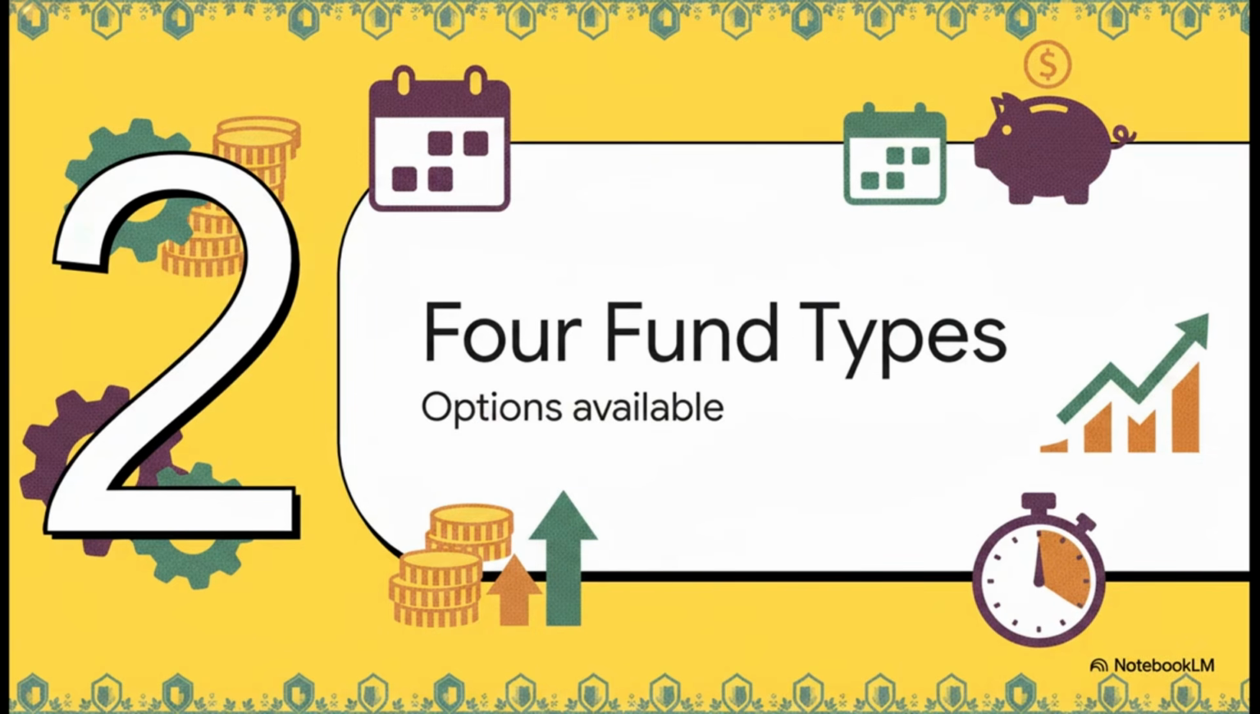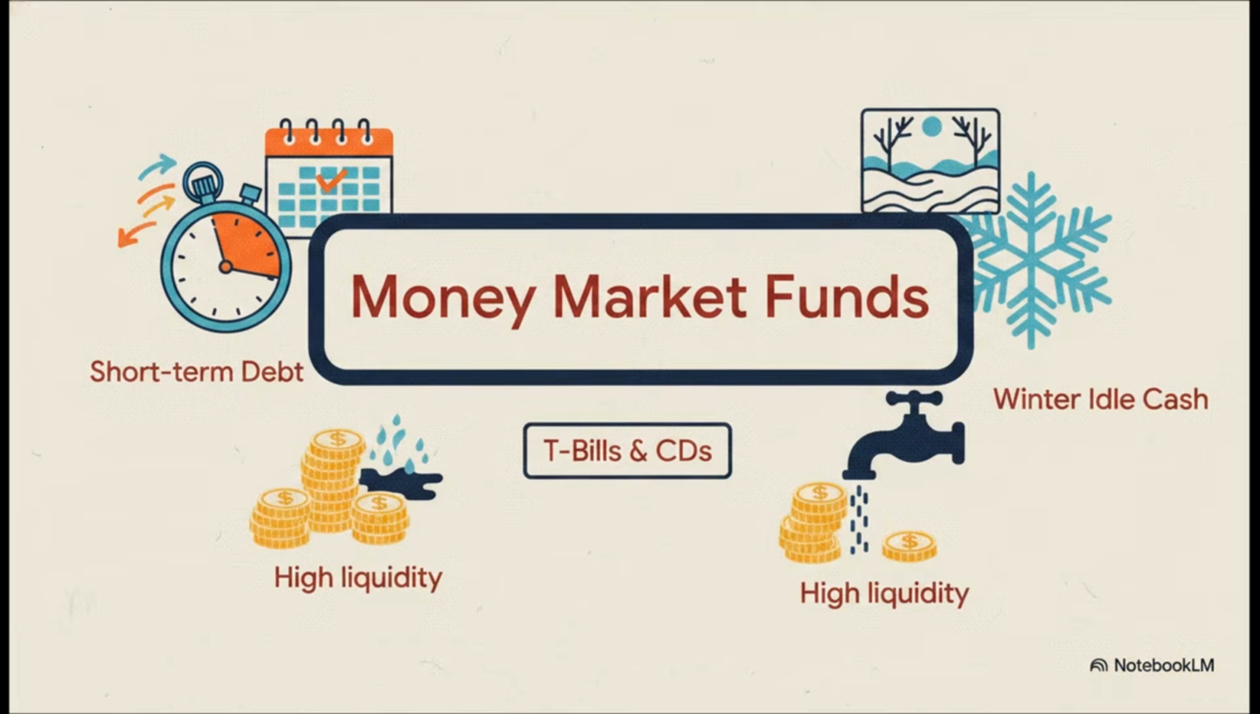Moving right along to Section 2, 4 types of conservative funds. Now that we've got the philosophy down, let's look at the actual products. First up on the list, we have money market funds. These invest in short-term debt instruments that mature in less than 1 year. We're looking at government treasury bills, corporate commercial paper, bankers' acceptances used in trade financing, and certificates of deposit. The absolute key takeaways here: extremely low risk and high liquidity.